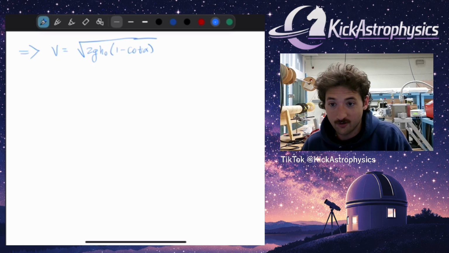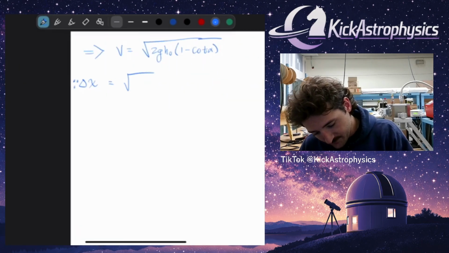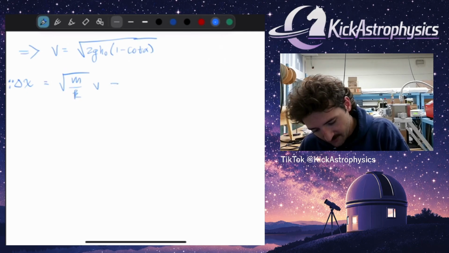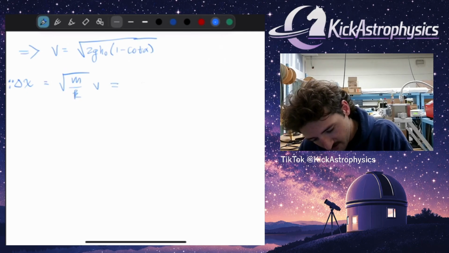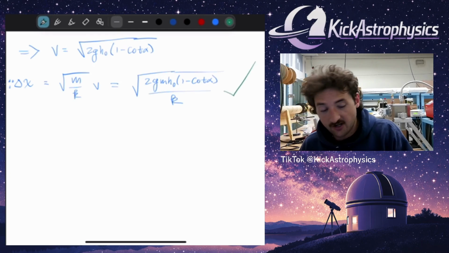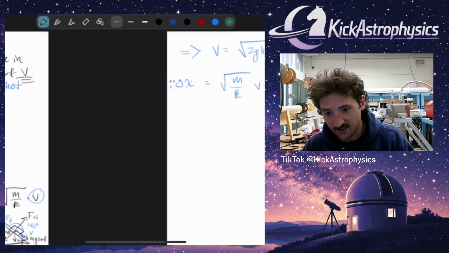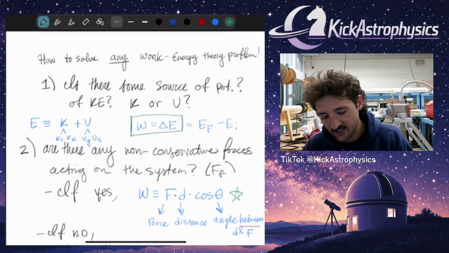Woo! What a workload. But we're not done. We need to figure out what delta x is, right? So as our callback, delta x would be equal to the square root of m over k, times v. It would then be equal to the square root of 2gm h naught (1 minus mu cotangent alpha) over k. And we solved for exactly what we wanted to do using our method described in the beginning.